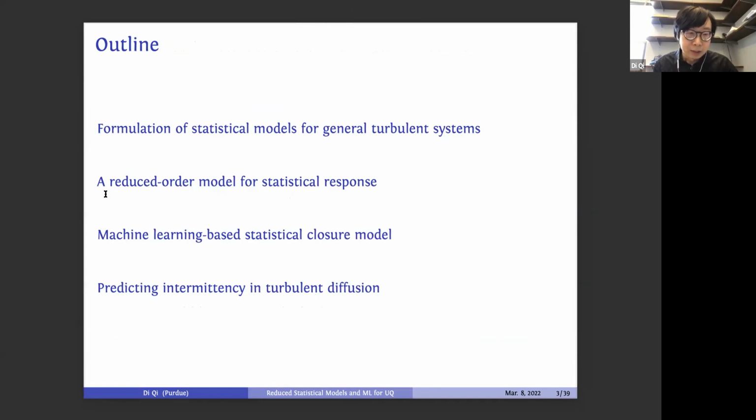So here is the outline. I would like to start with a general statistical formulation of the model, and then show you the idea to develop a reduced order method. The second component is to incorporate machine learning tools into this framework to help us expedite the process. Finally, if time permits, I would like to also discuss another group of important features called intermittency, which is related to extreme events that are quite common in turbulent systems. Okay, so please interrupt me if you have any questions, and I'm happy to provide more details at any point.